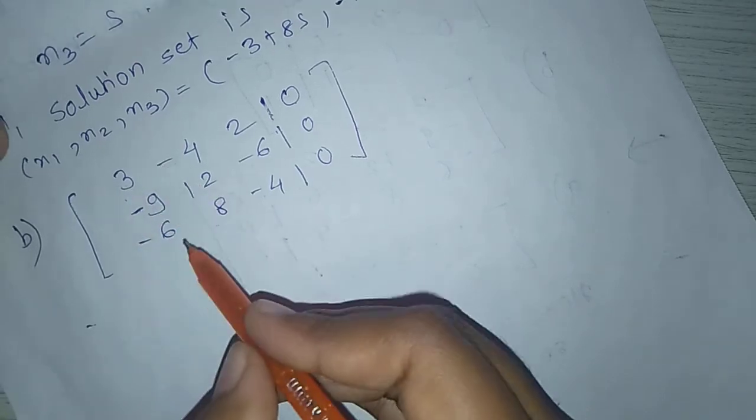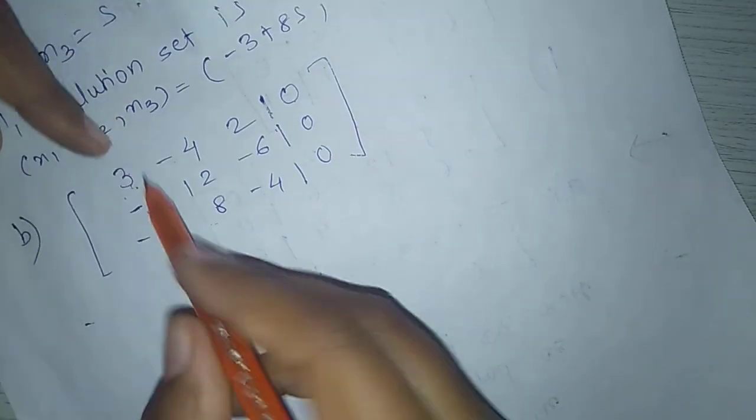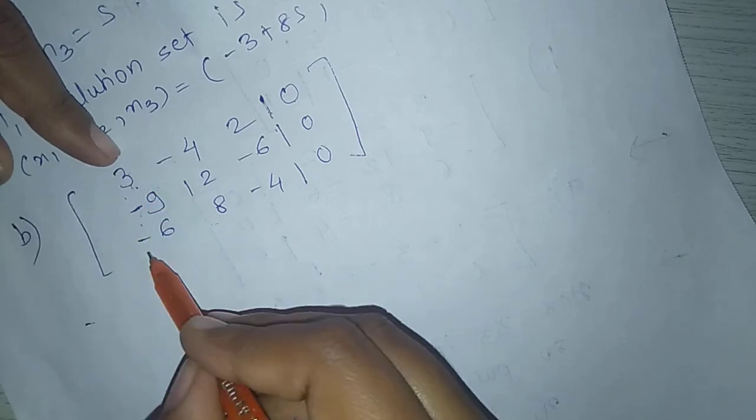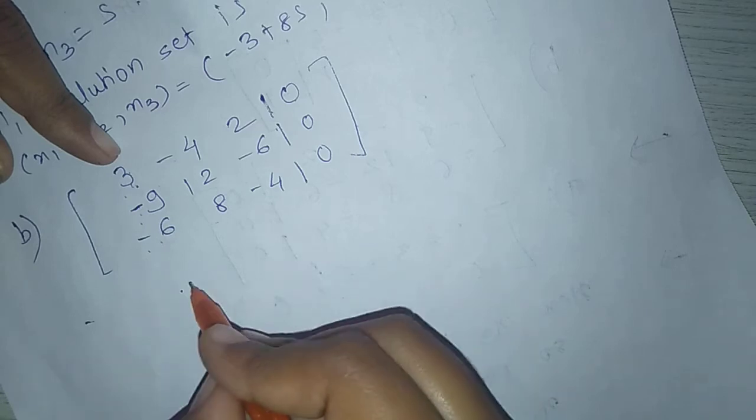First, the non-zero entry is 3. So to obtain -9, -6, 0, we use row operations.